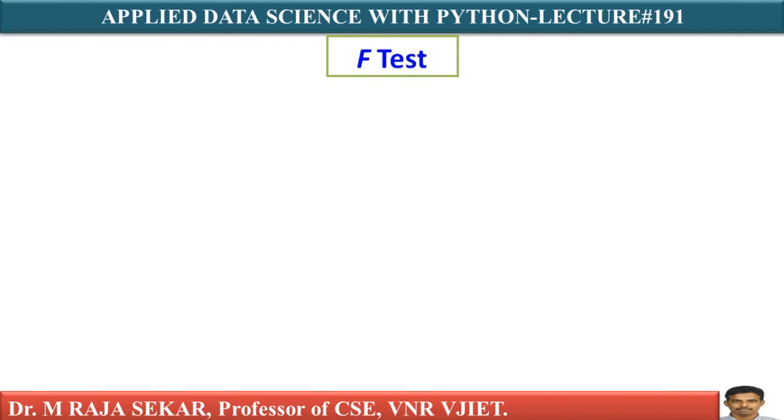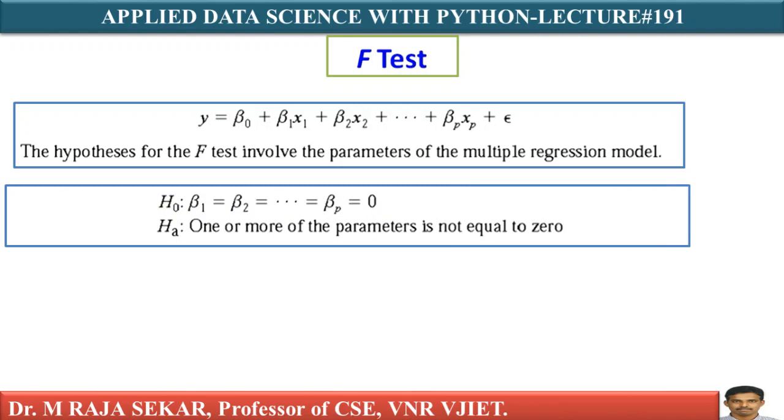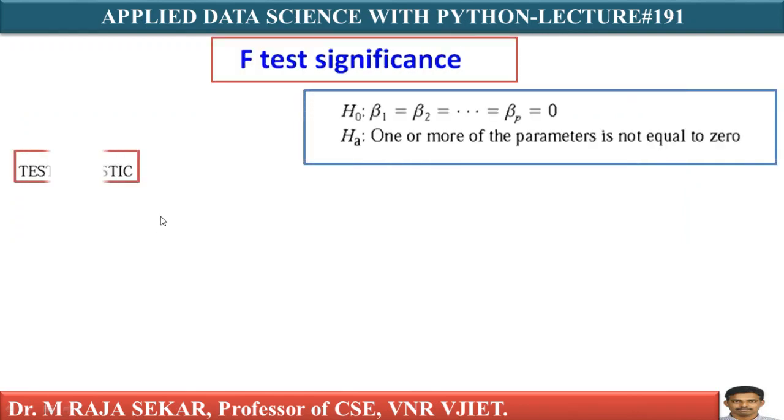In the F test, what is the null hypothesis? Our null hypothesis H naught is beta 1 equal to beta 2 equal to so on, beta p equal to 0. Beta 1 is the coefficient of x1, beta 2 is the coefficient of x2, and so on, beta p is the coefficient of xp. What is your alternative hypothesis? One or more of the parameters is not equal to 0. What are the parameters? At least one of the betas must not equal 0. That's what it says. Test statistic is MSR by MSE.